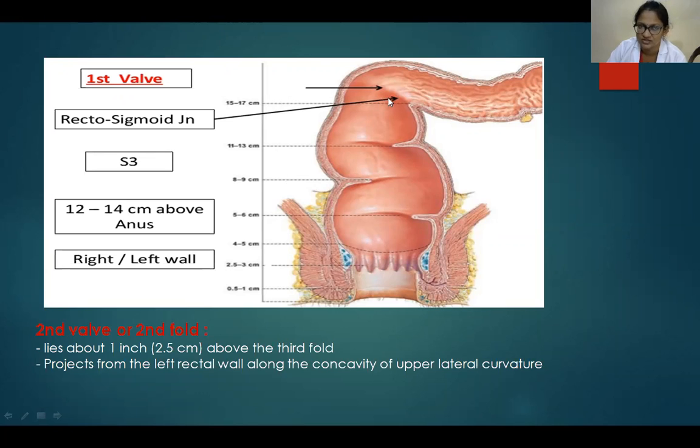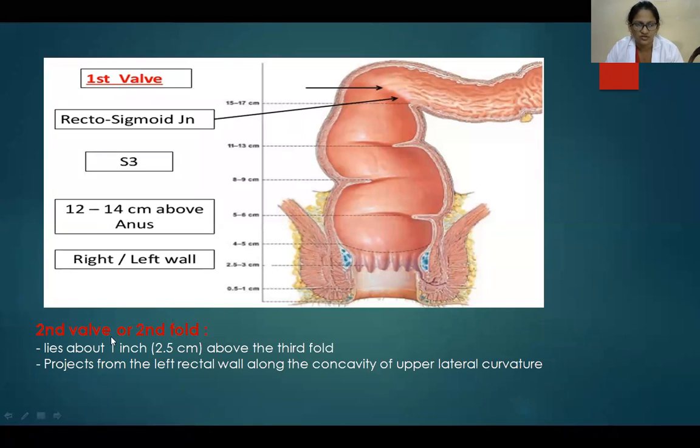Here you see the first valve of the rectum. Where do you see it? About 12 to 14 centimeters above the anal orifice. It is formed by the right lateral wall of the rectum.